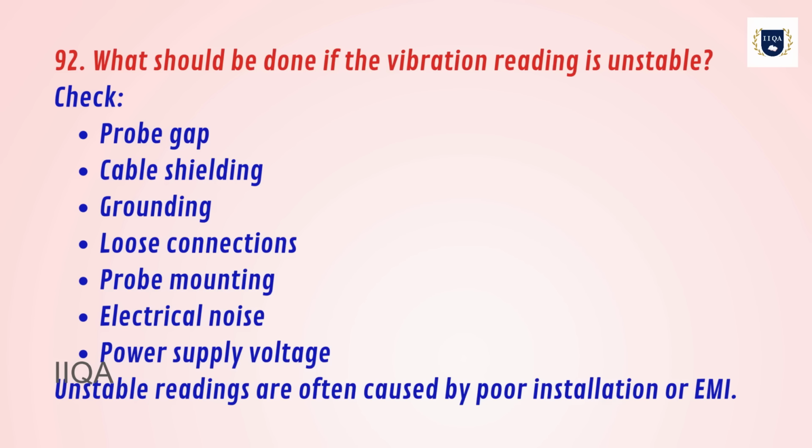92. What should be done if the vibration reading is unstable? Check probe gap, cable shielding, grounding, loose connections, probe mounting, electrical noise, power supply voltage. Unstable readings are often caused by poor installation or EMI.